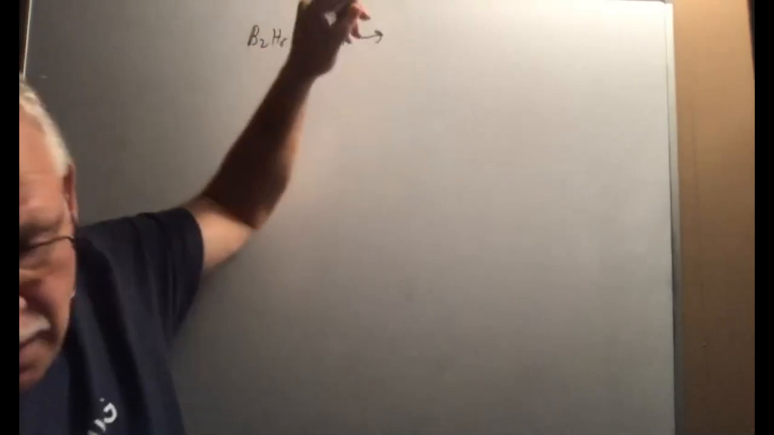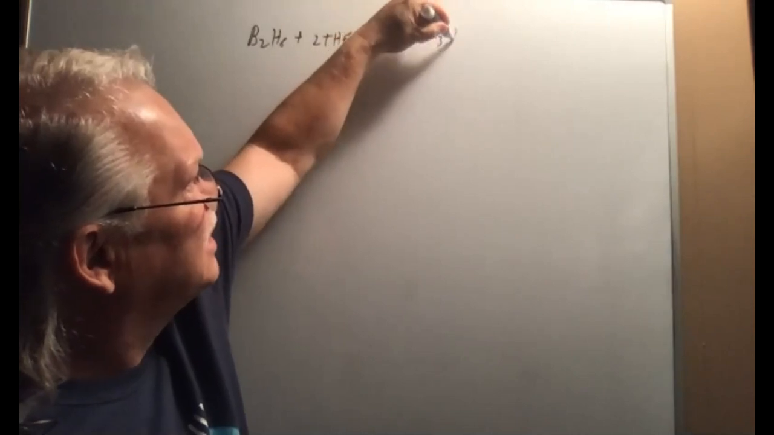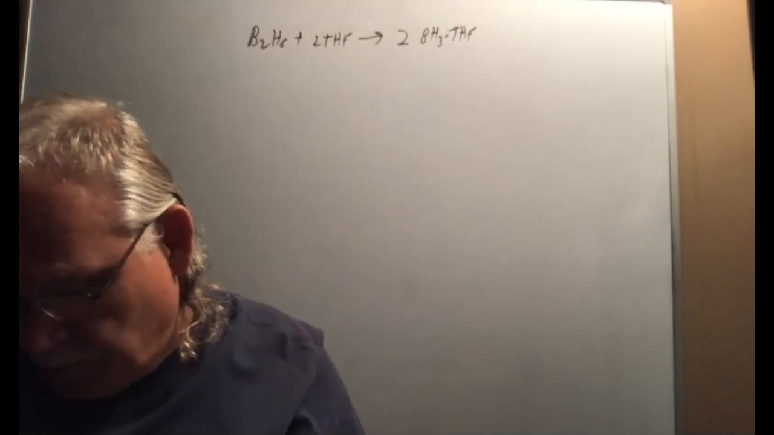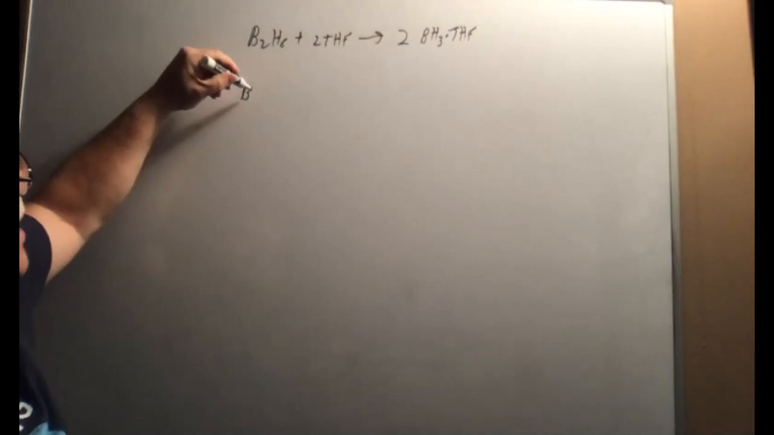Now, there's two different reactions here. And let me see, I need to go up high on the board here. So let me just move that back a little bit. The first reaction is B2H6 plus 2 THF yields 2 BH3.THF. Now that reaction doesn't mean anything to you, okay? But I'm going to show you what the structure for B2H6 is.